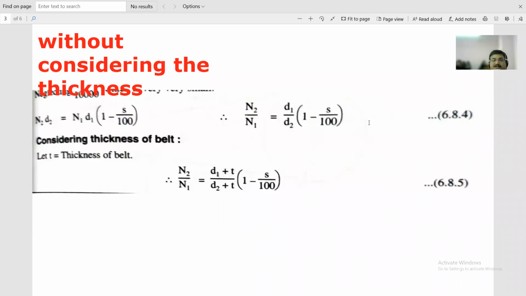So without considering the thickness, the formula is n2 by n1 is equal to d1 by d2 in bracket 1 minus s by 100. And when you will consider the thickness, that respective thickness you need to add in the diameter, and remaining 1 minus s by 100 you will have to keep it as it is. लक्षात येते?